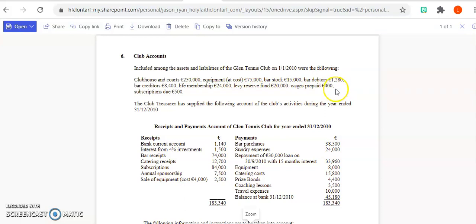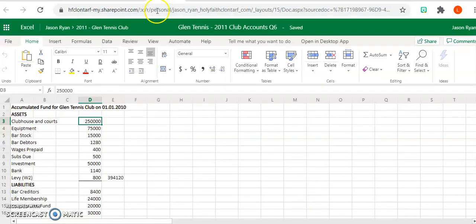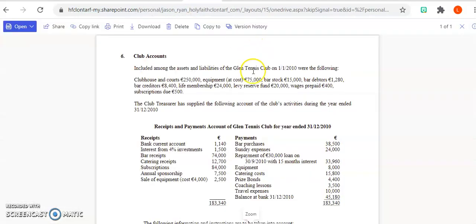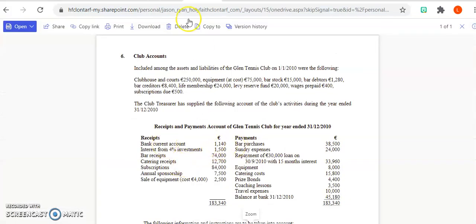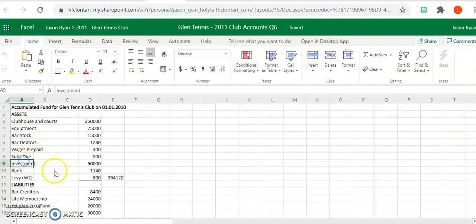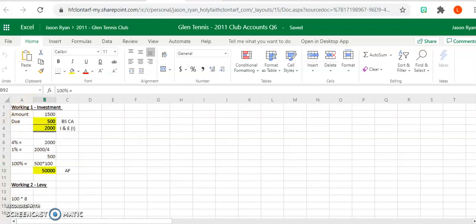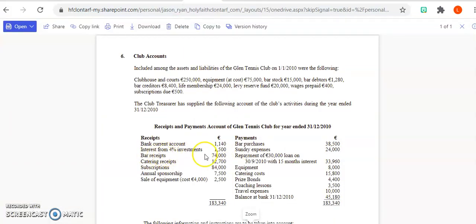So wages prepaid, we paid them for this period, so they're paid for, so we have the money, so it's going to be 400. You've got your subs due then here, so that's income that's due to us for this period, so 500. It's going to be an asset, or it's due, so it needs to be paid, so it's our money, 500. Then the first one, then you have your bank. So your bank of 1,140. Then your investment. So this is where our first working is going to come into play. So our working is going to be, you're going to look at the amount for investments, 1,500. Any investments at the start.